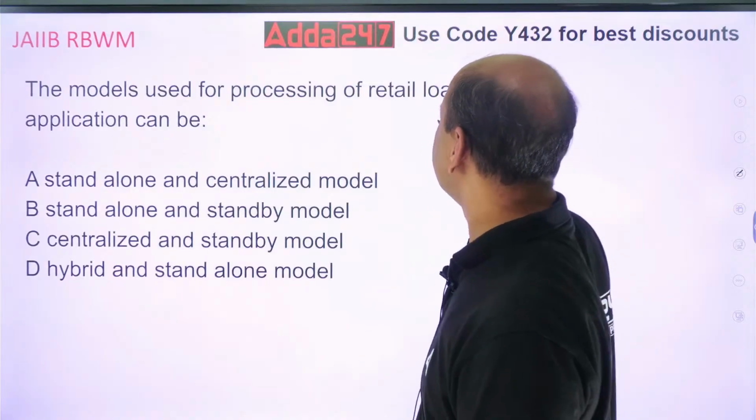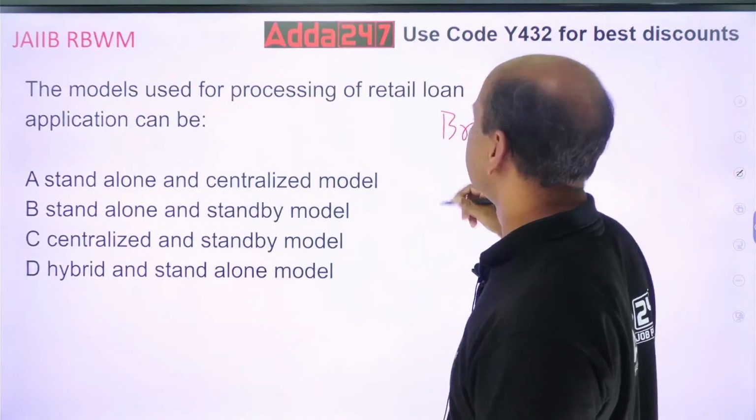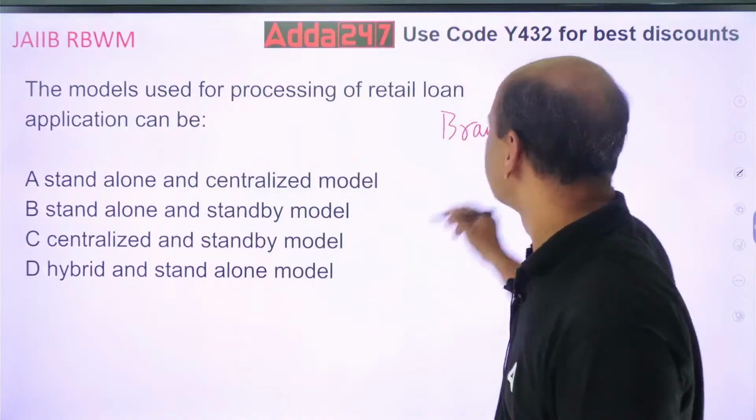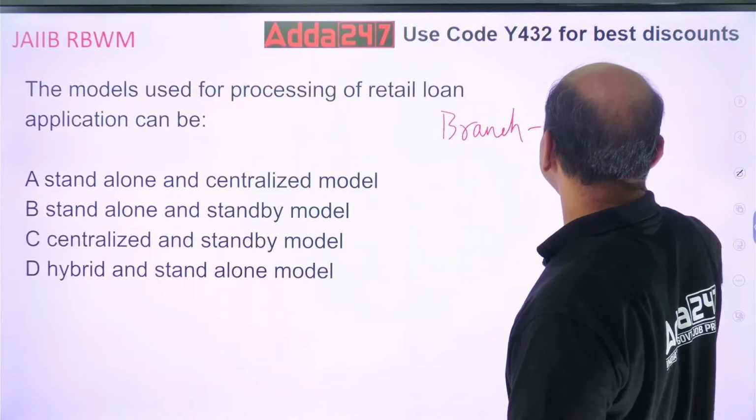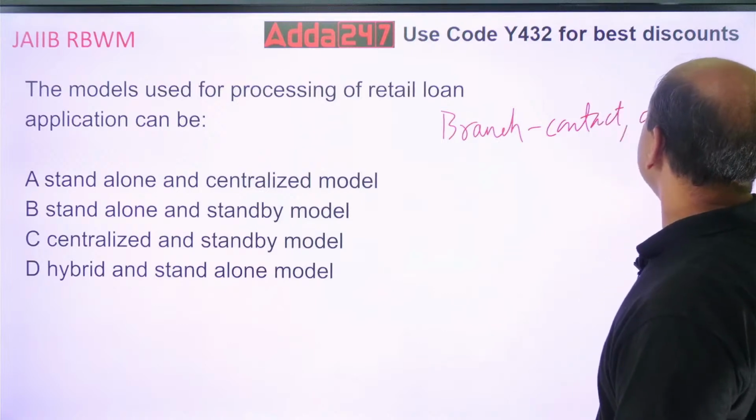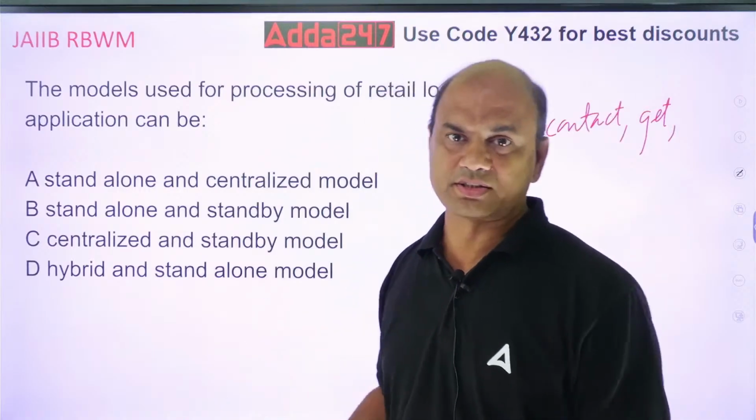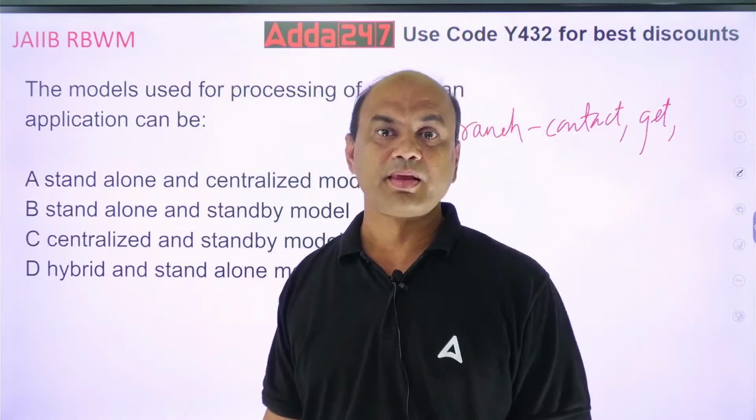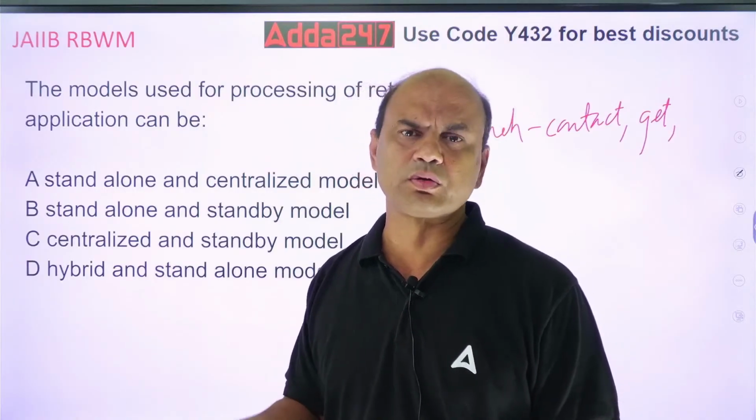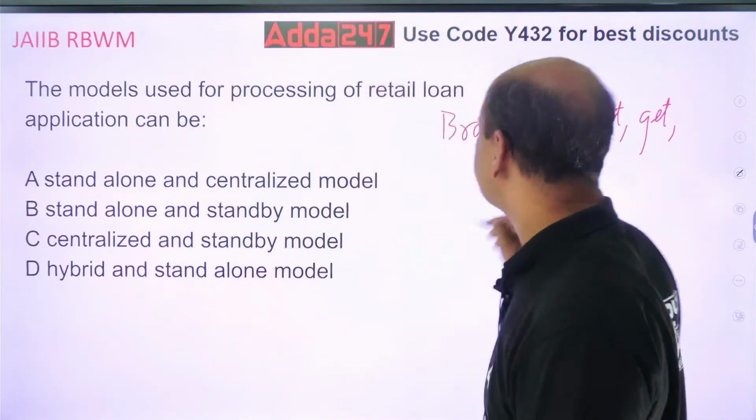So I can do everything at a branch level. Branch, everything means what? I'll contact the customer, get the documents, then analyze the documents, do the visits, sanction the loan, disburse the loan, monitor the loan. All these things, up to monitoring, go on in the branch.